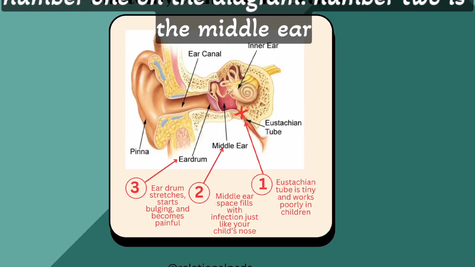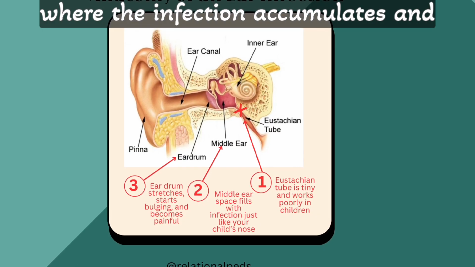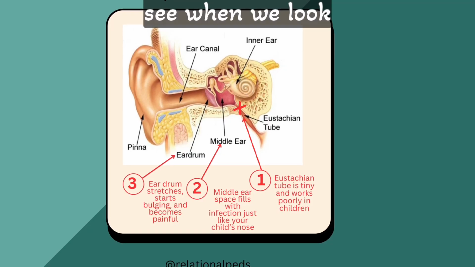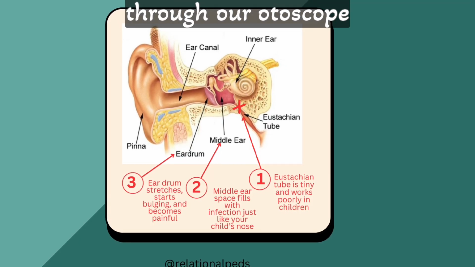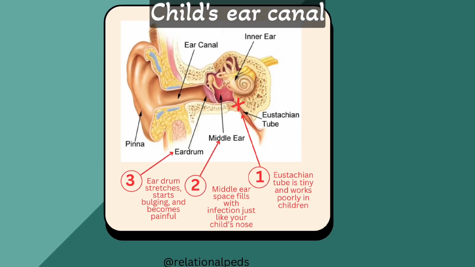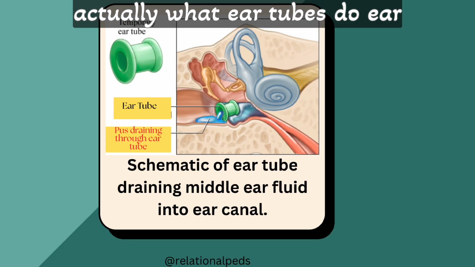Number two is the middle ear space where the pus accumulates, where the infection accumulates. And number three is the eardrum, which is what we see when we look through our otoscope down the child's ear canal. In the next photo, you can see actually what ear tubes do.